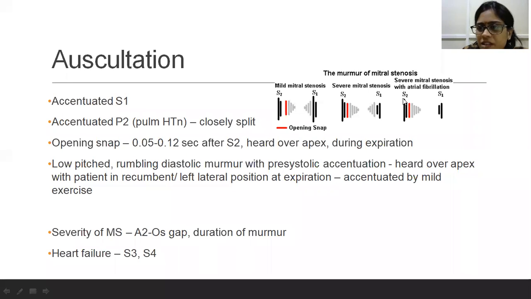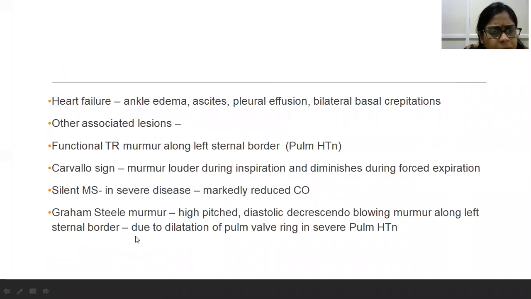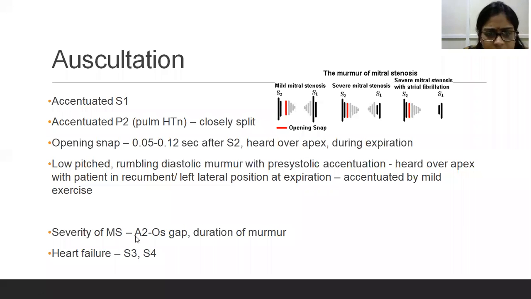But in severe mitral stenosis, especially in patients with atrial fibrillation, your presystolic accentuation is lost because your heart rate is quite irregular. So you can't really make out which is S1 and S2. You have to time it with the carotid pulse, and you can't really make out presystolic accentuation because the rate is quite irregular. So you have a low-pitched rumbling mid-diastolic murmur with presystolic accentuation heard over the apex, with the patient either in the recumbent position, that is lying down flat, or in the left lateral position at end of expiration.